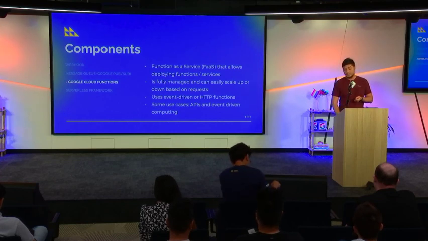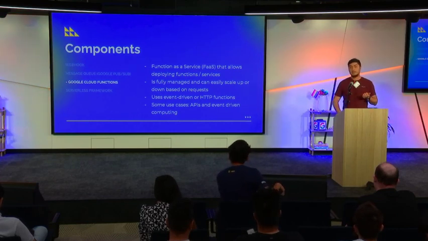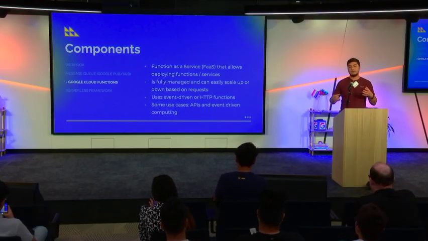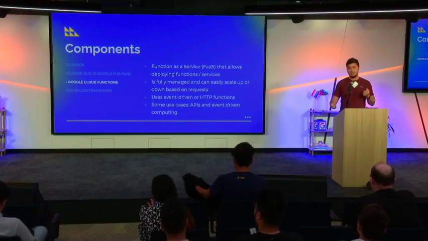The other component is Google Cloud Functions. Google Cloud Functions is a function-as-a-service that allows us to deploy functions and services into a compute environment. This is also fully managed by Google, so we don't need to really worry about service scaling and stuff. Depending on the number of requests coming in, it can scale out, like create new instances of the function to handle the requests.